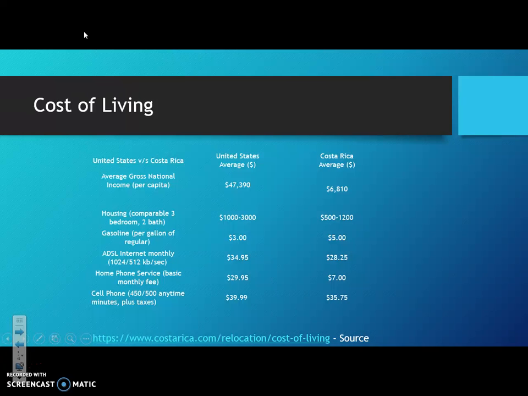Now, gasoline, on the other hand, is a little bit higher in Costa Rica. The internet, cheaper in Costa Rica. Phone service, cheaper. Cell phone, cheaper. There are some other things. I think the health insurance was cheaper. So you can look at this stuff. Now, you can see at the bottom, I listed my source from CostaRica.com, relocation, cost of living. So you can check more stuff out on that.